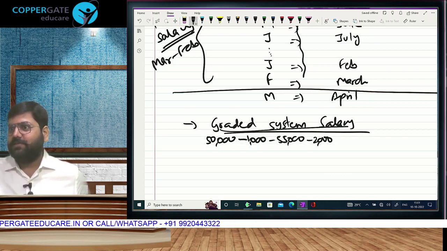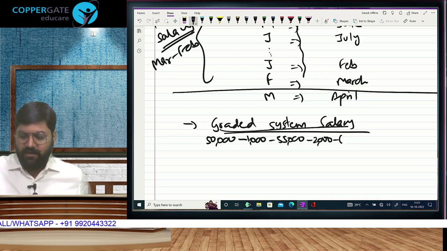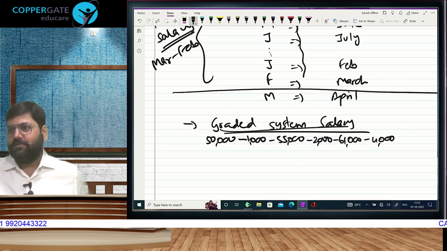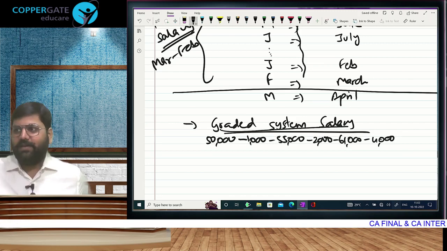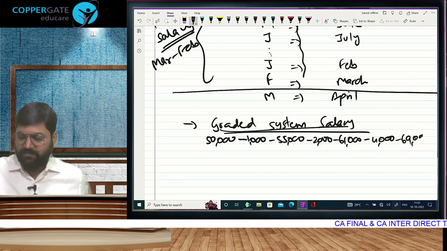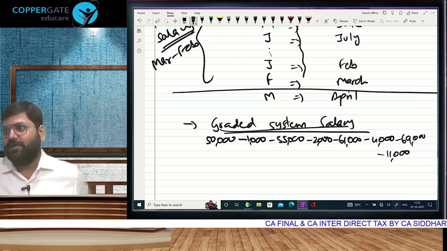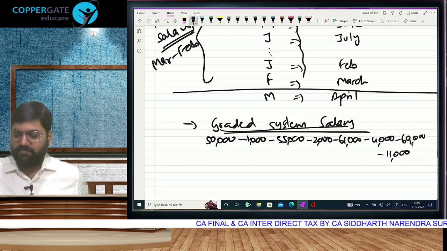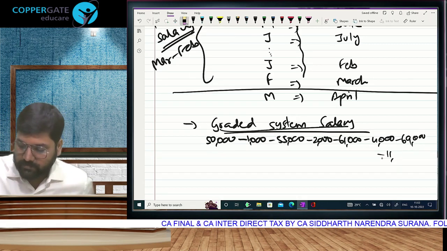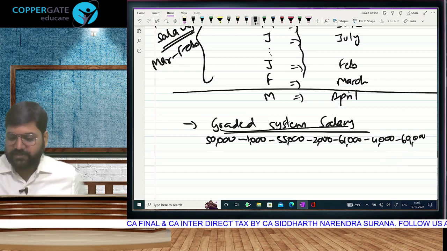Matlab year 6, 56 nahi hoga. 57. Year 7, 59. Year 8, 61. After you reach 61, your increment will become 4,000. So, 65, 69, after you reach 69,000, we will give you increment of 11,000. The more number of years you work, it's fair that we give you more increment also. So, they will give you a graded system. Matlab, they will give you a question like this. You will be wondering, sir, main isme se kaun sa salary lu?